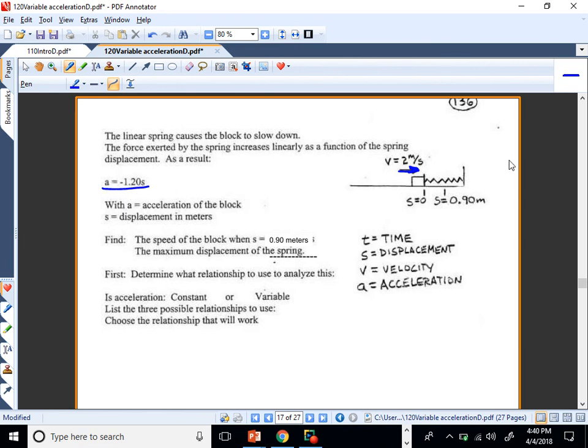It's negative because we're moving to the right, but the spring pushes it to the left. So that thing has a velocity to the right, but an acceleration to the left. And let's find the speed of the block when S is 0.9 meters and the maximum displacement of the spring.